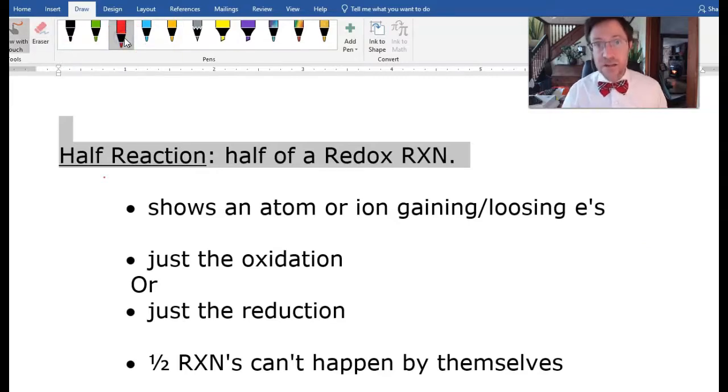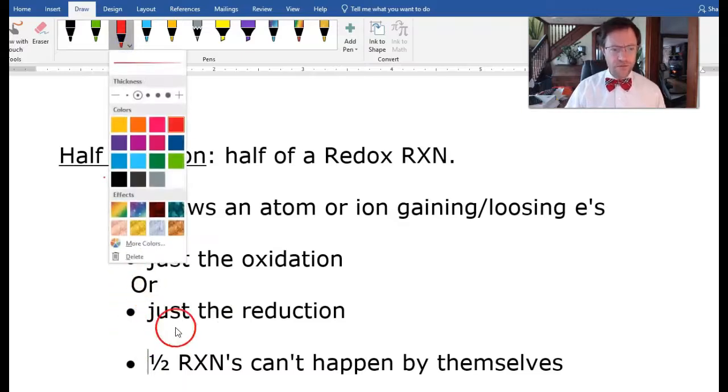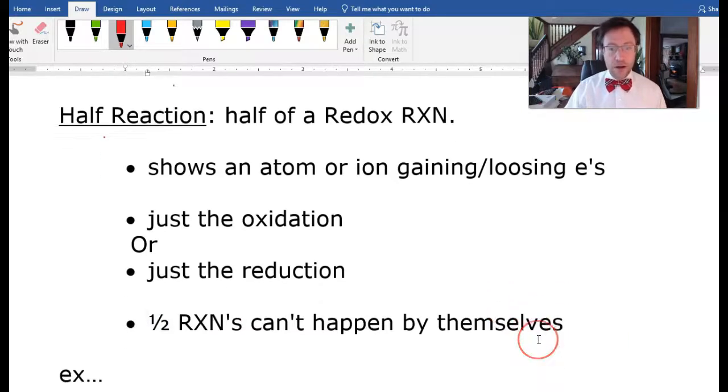It's just the oxidation. It's just the reduction. And the reason we do that is so that we know what side is going to be positive and what side is going to be negative when we eventually get to making a battery, which is the next step after understanding what a half reaction is. Also, I often find that it is necessary to say that they can't happen by themselves, guys. It just can't happen. So, moving right along.